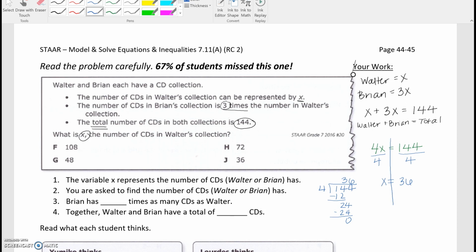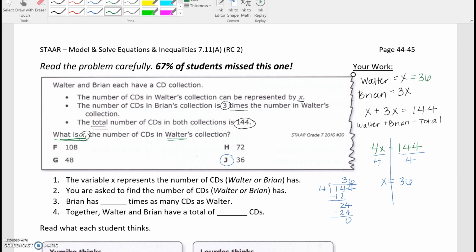So there's 36 as my answer to the question, right? Because it's saying what is X? So I'm going back to make sure, and it's the number in Walter's collection. So Walter's collection is X, right? So 36, that's my answer.